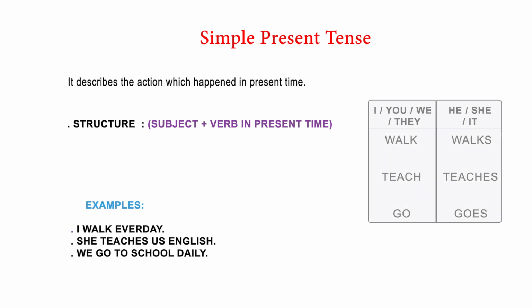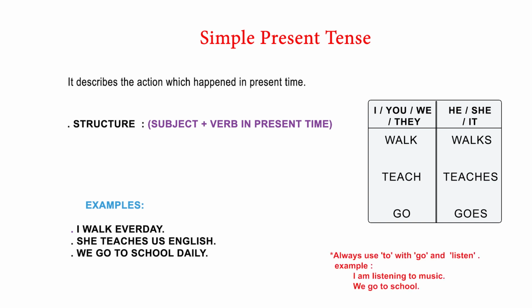Some important points that we should know. With I, you, we, they, we cannot use S. But with she, he, it, we can use S. Some star mark: always use "to" with go and listen. For example, I am listening to music. We go to school.